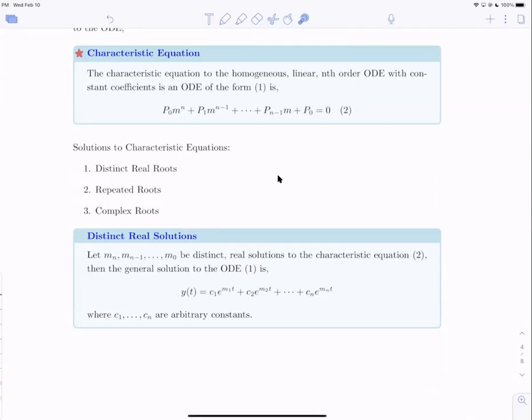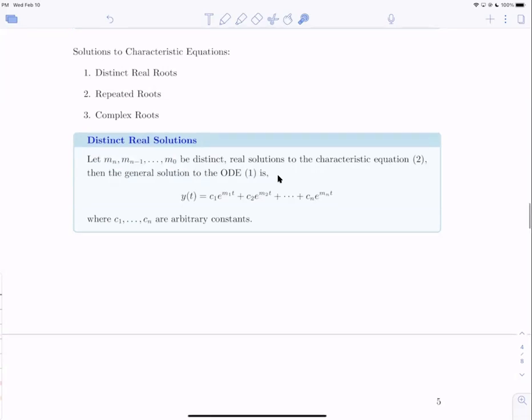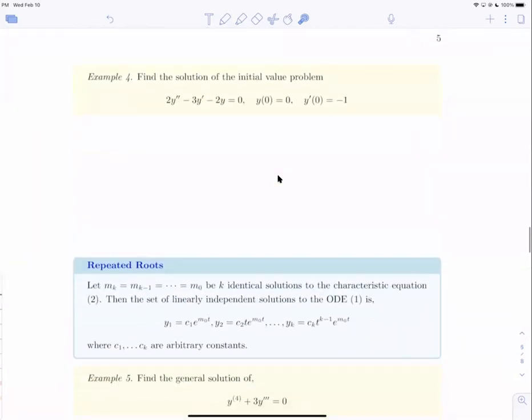For distinct real roots, it's pretty simple. If they are all distinct, then your solution is just C1 e to the first root times t, plus C2 e to the second root times t, and so on, where the C's are all arbitrary constants. So here is an example. Since we're running out of time, we'll do this together.